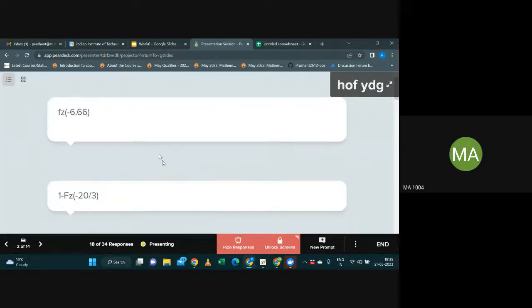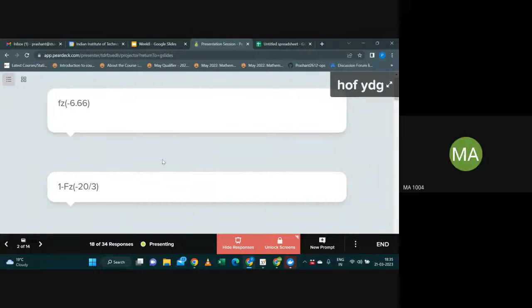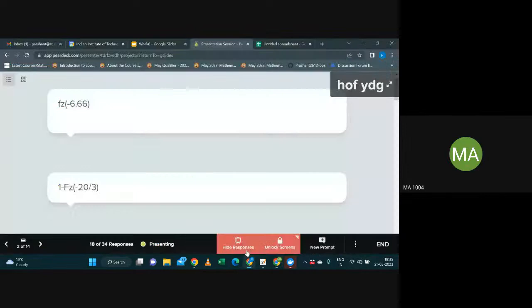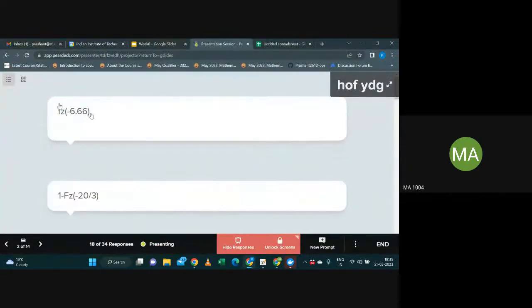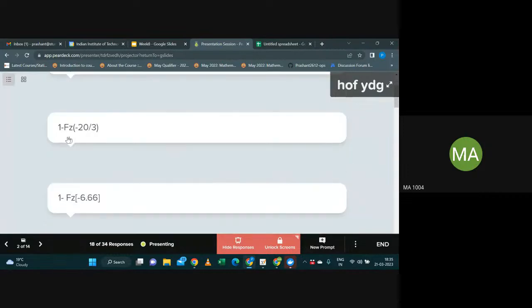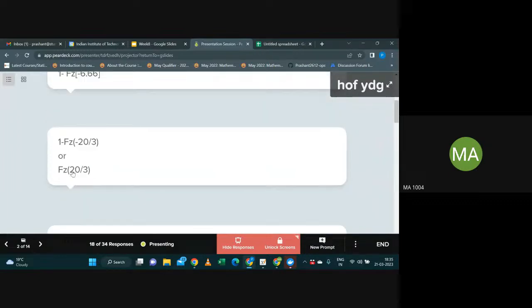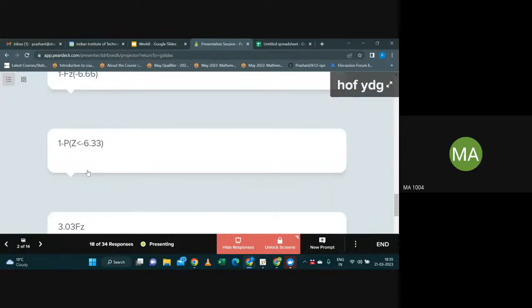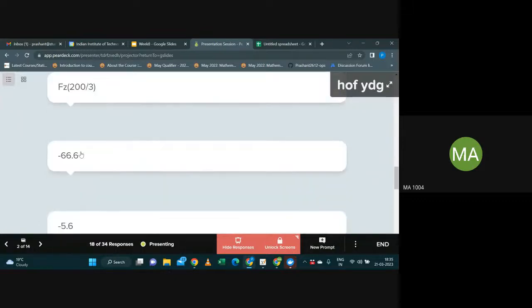Okay, let me see the responses. I think there is some background noise. So someone wrote phi of minus 6.66. See, small phi means what? It's the PDF you are writing, right? That's not the thing, it should be capital Phi. So 1 minus Phi of minus 20 by 3, or 1 minus Phi of minus 6.66. Okay, someone has written the direct value also.